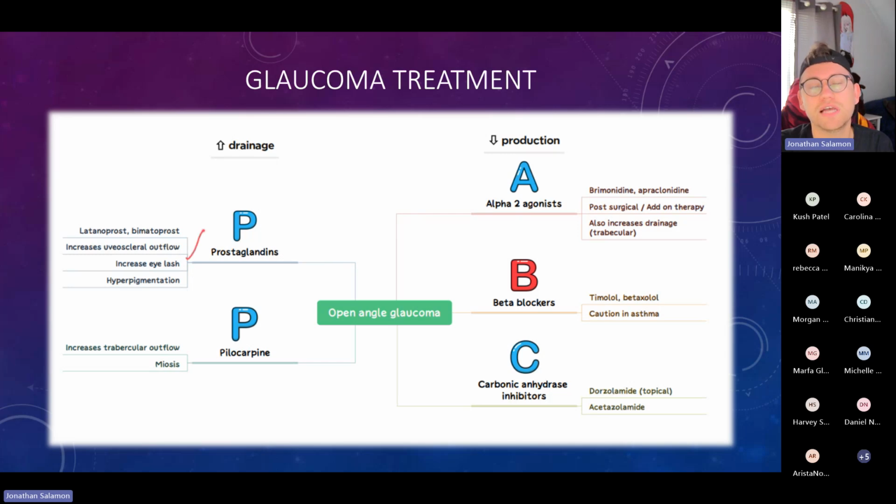But yeah, this is for the stupid increased eyelashes. I know that sounds really weird, but there's a lot of questions where the question stem will say something about them noticing their eyelashes getting thicker, and it will ask what drug they're on, and it's just prostaglandins. But it can also cause hyperpigmentation of the iris. Like you'll see little brown spots that kind of accumulate.